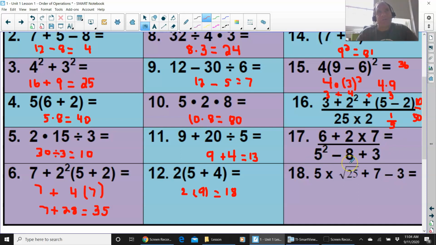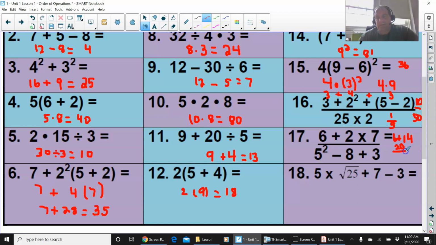Go ahead and try to do number 17 by hand. Press pause now. So number 17, in the numerator, you have 6 plus 2 times 7. Since we're not figuring this out using the calculator, we are going to do this by hand using order of operations. The first thing you do is look at that numerator and do 2 times 7. Multiplication comes first. I'm going to put a 14 right there, and then bring down that 6. So it's 6 plus 14 in the numerator, and that is 20.